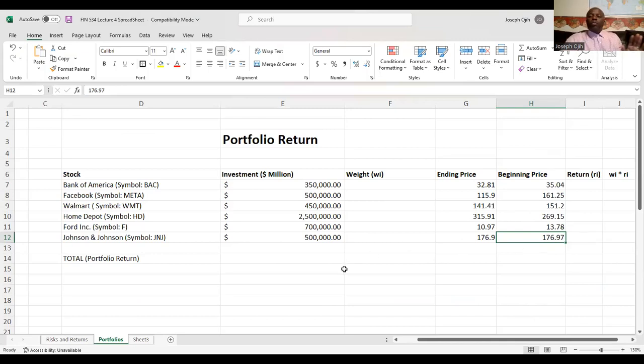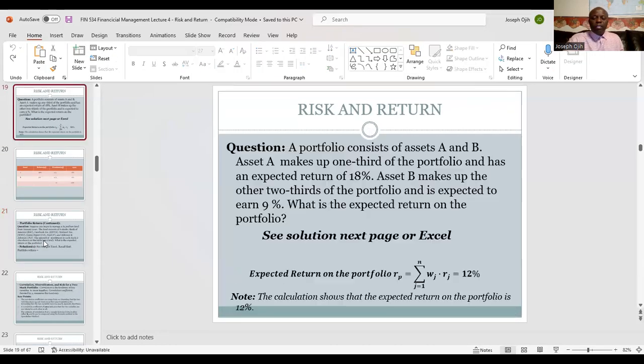Okay. Now, with this, we are ready to calculate the return on this portfolio. Remember that the formula for calculating the return on a given portfolio is the sum of the weight times the return for each individual stock. Do it for all the stocks in the portfolio and then add them. That will give you the expected return.